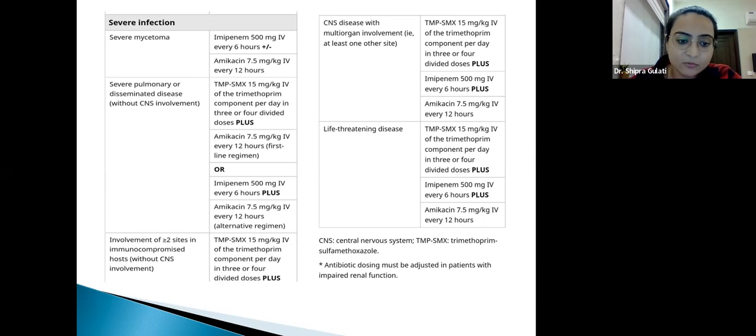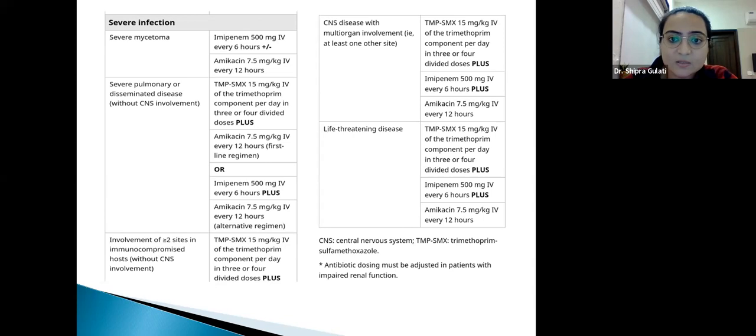When there is involvement of more than two sites in an immunocompromised host without CNS involvement, ceftriaxone 15 mg per kg IV in 3 to 4 doses along with... ceftriaxone 15 mg, sorry, there's a misprint.